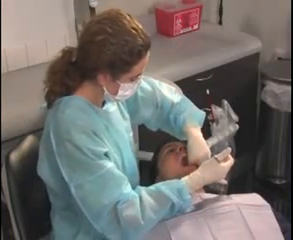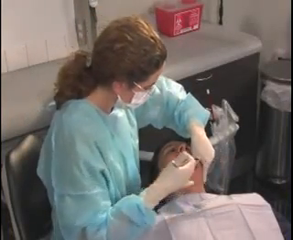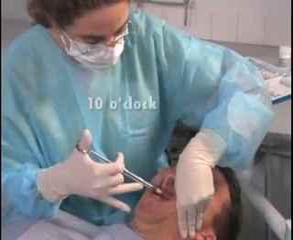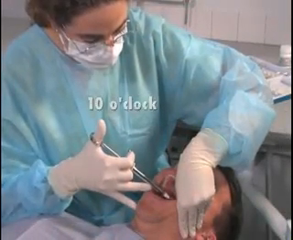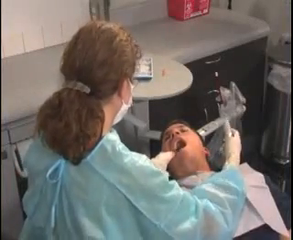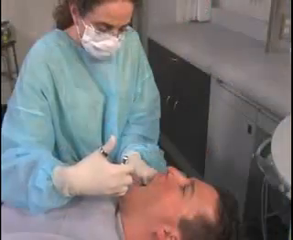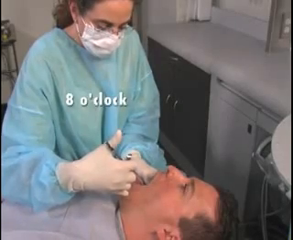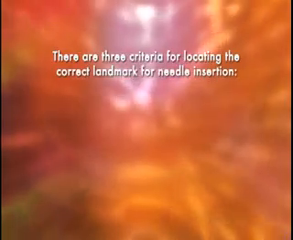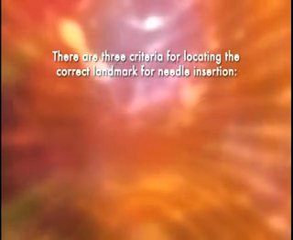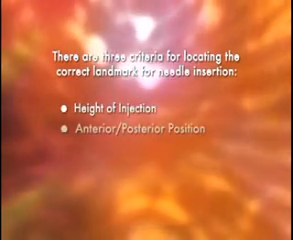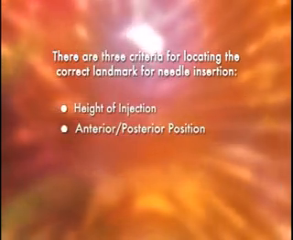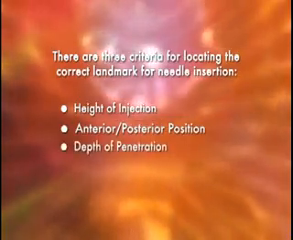For a left inferior alveolar nerve block, the right-handed operator should sit at the 10 o'clock position facing in the same direction as the patient. For the right inferior alveolar nerve block, the right-handed operator should sit at the 8 o'clock position facing the patient. There are 3 criteria for determining the correct insertion site for the needle. The first is the height, the second is the anterior-posterior position, and the third is the depth of penetration.